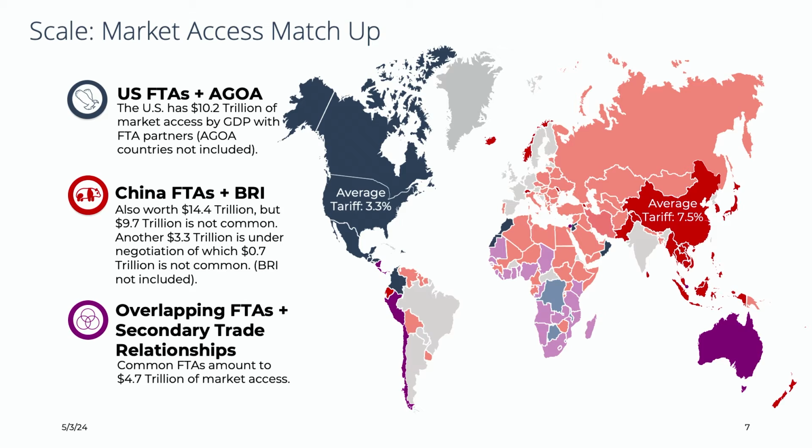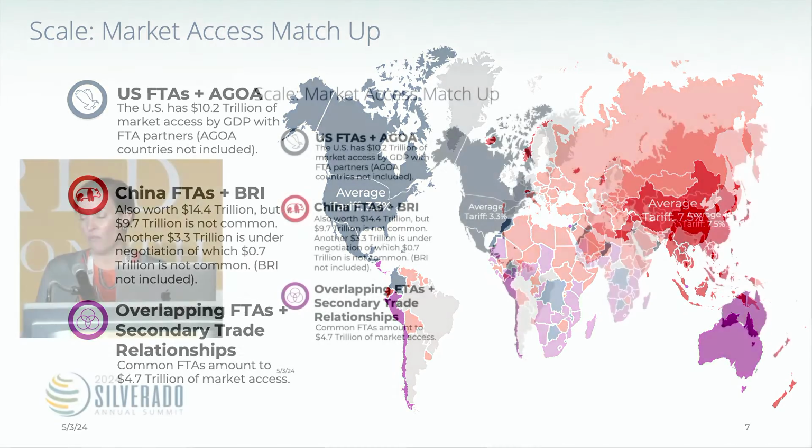Also, when it comes to market access, again, China beats the United States in overall scale. The US, through its FTAs, has $10.2 trillion of market access, while China has $14.4 trillion. And this is excluding BRI and AGOA for both parties. What is interesting about China is that $9.7 trillion of its market access is in fast-growing markets that the US does not have market access with. We do not have an agreement with these countries, especially in Southeast Asia and elsewhere, that really, really matter.